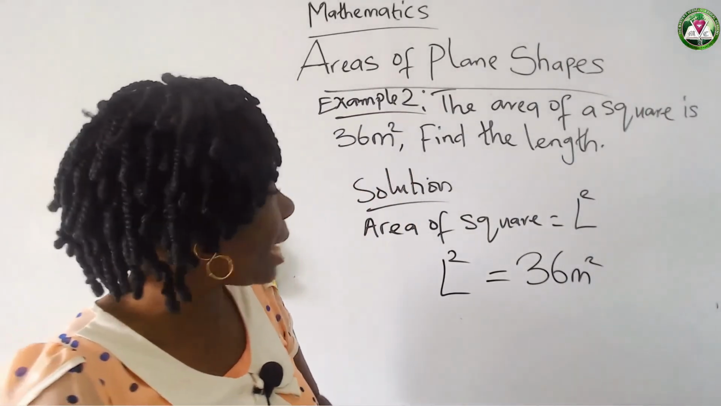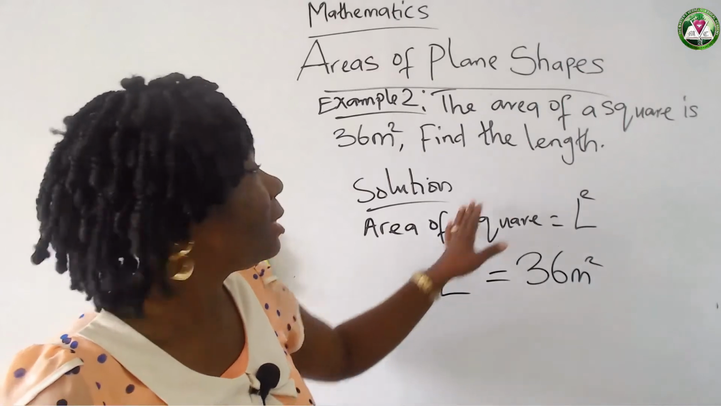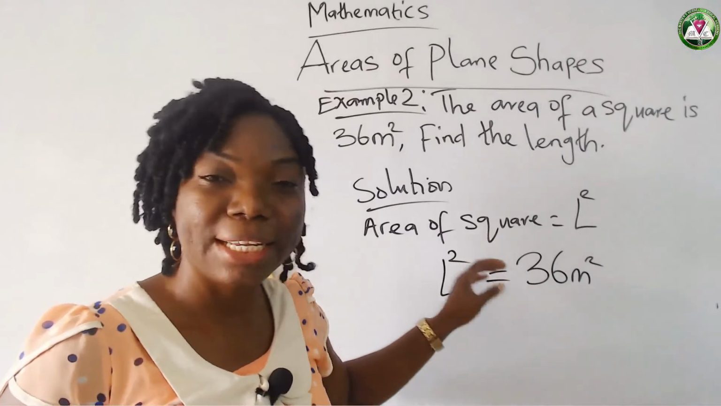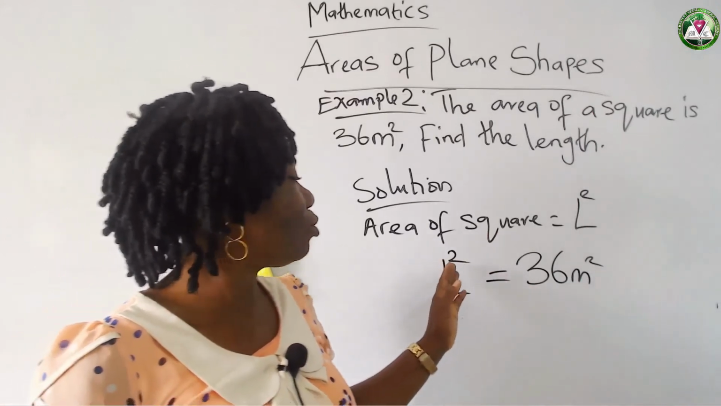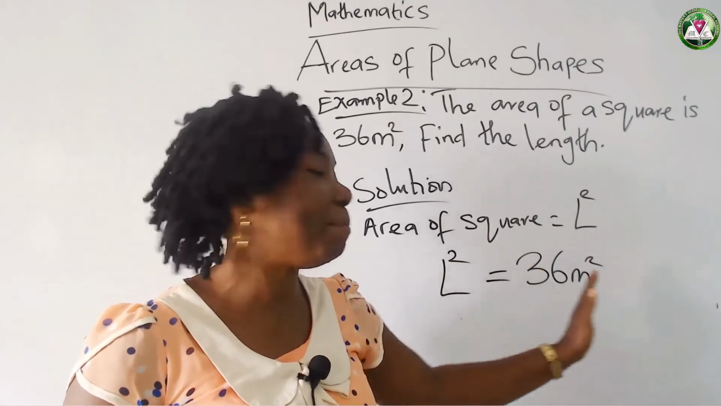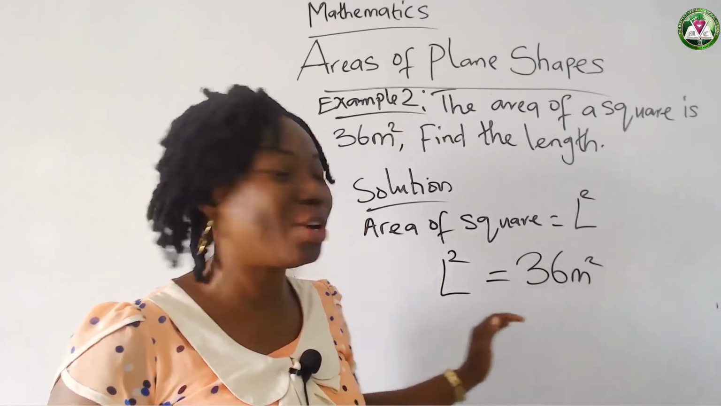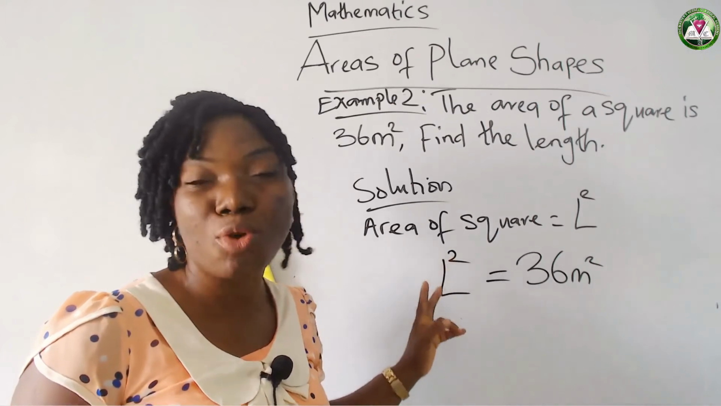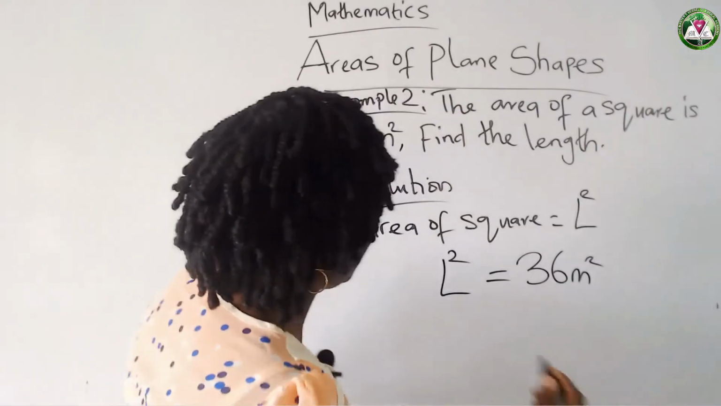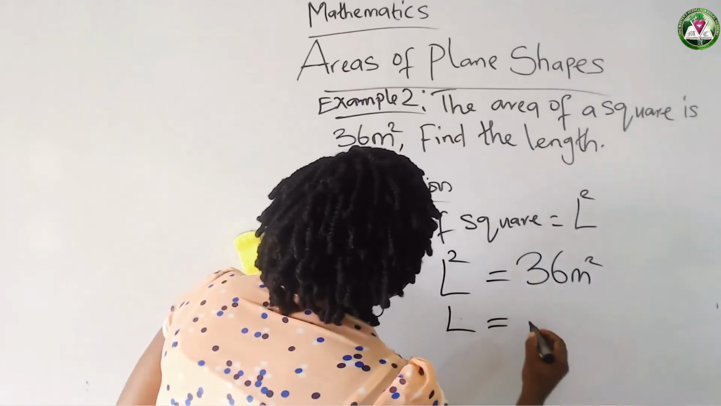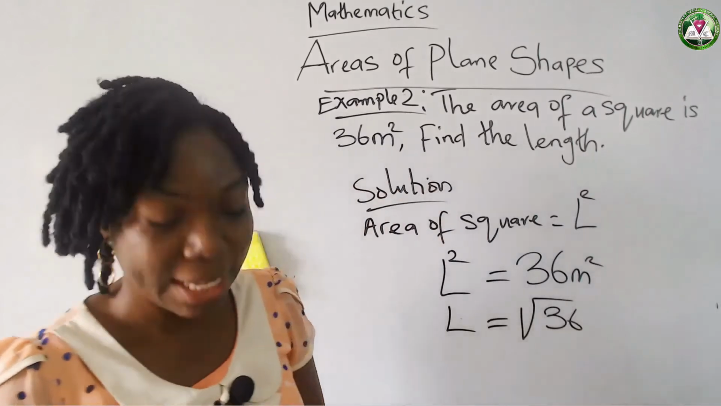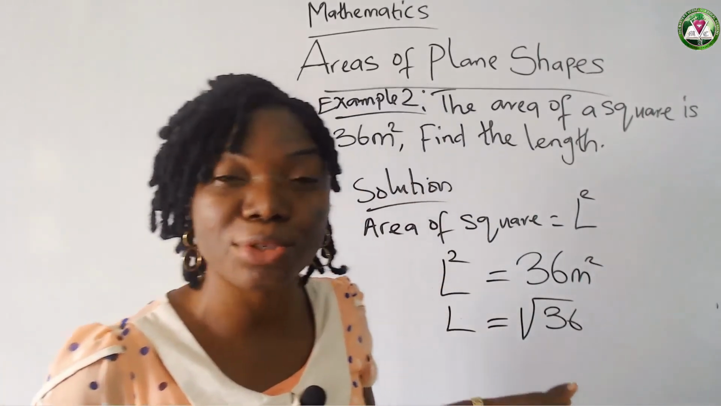Now, we are looking for one of the lengths. We're asked to find the length, not length squared. That means we are going to remove this square from the length and bring it to the other side, because this squared means 2 of this length. We are only looking for one of the length. Is that clear? How do we do that? L becomes the square root of 36. 36 is now inside the house called square root.